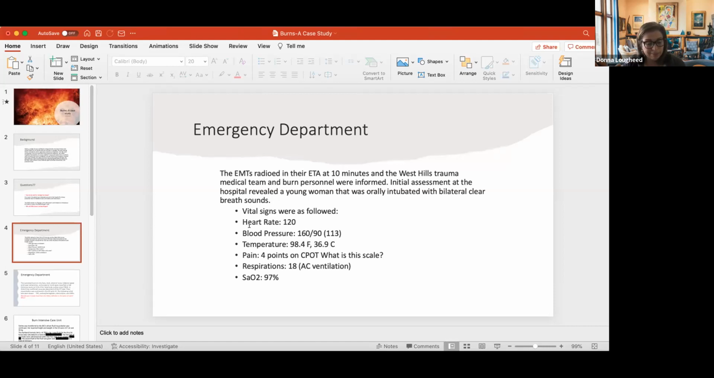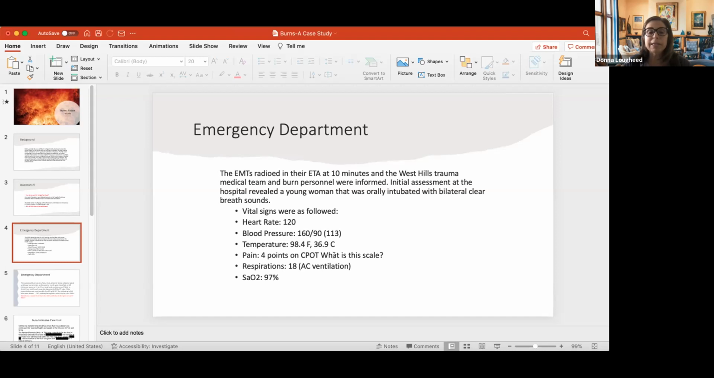Her pressure is high. Remember, I said it takes about 30% of your total body fluid to be absent before you're going to see a drop in blood pressure. So that's really not a good indicator of fluid volume. But in this case, I would say that it's elevated because the sympathetic nervous system is in that fight or flight. Very good. Temperature here appears normal.